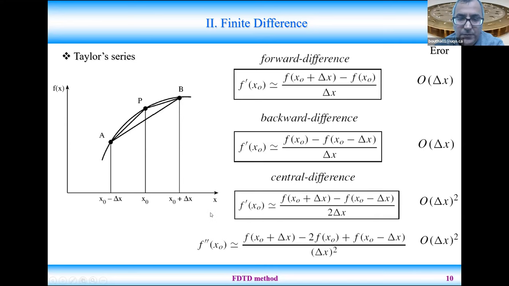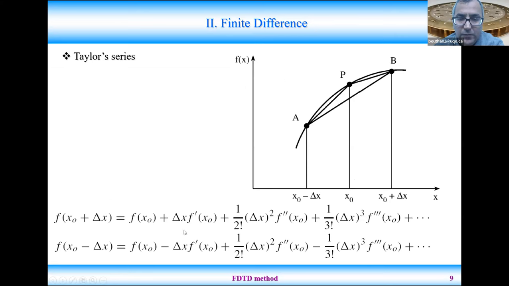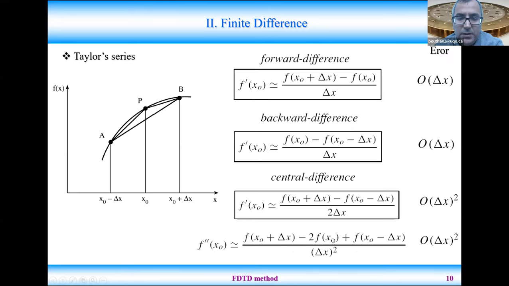If we now use this equation plus this equation, the first derivative here will be cancelled, and then you start here with the second derivative. And you will get this equation here: f(x0 plus delta x) minus 2f(x0) plus f(x0 minus delta x), divided by delta x squared. And you can see that the order of the error here will be 2. So the error of order 2.